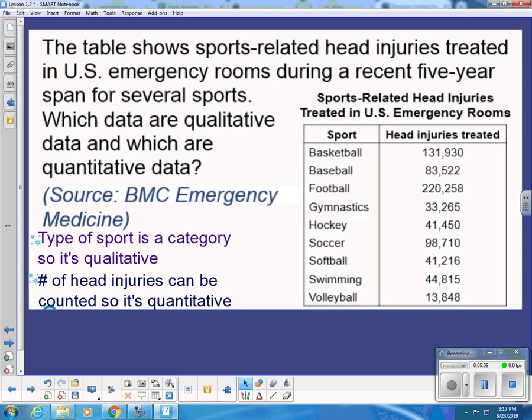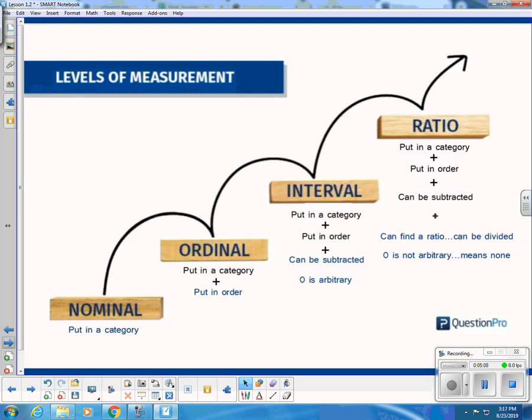All right, moving on. Different levels of measurement. You have 4 of them. It starts at nominal. If you can put it into a category, it's nominal. So for instance, if you are looking at types of shows televised by a specific network, you've got comedy, drama, reality, sports, etc. You are just putting them in a category.